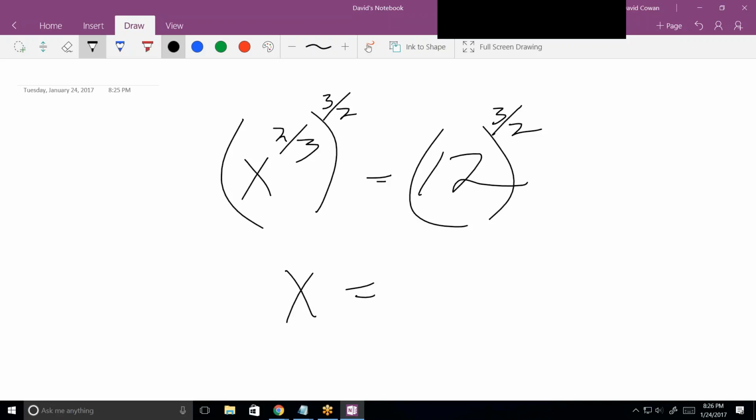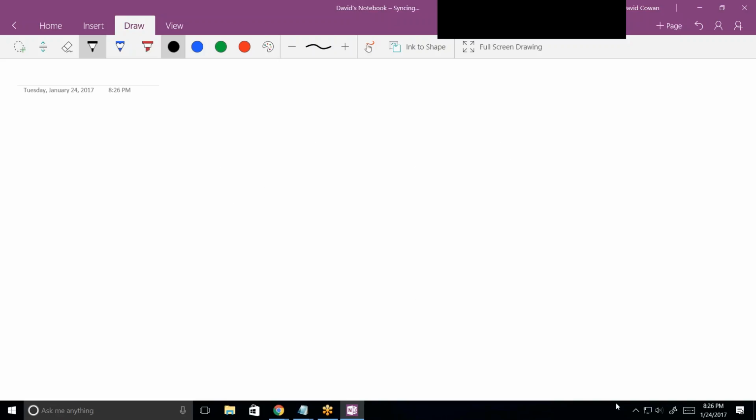Yeah. I should have made it 16, because then I can do that without a calculator. Because I can take the square root of 16, which is 4, and then I can cube 4 to get 64. Okay. All right. What else?